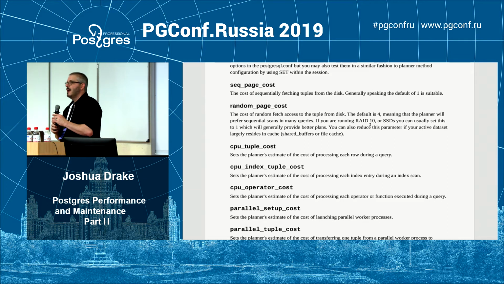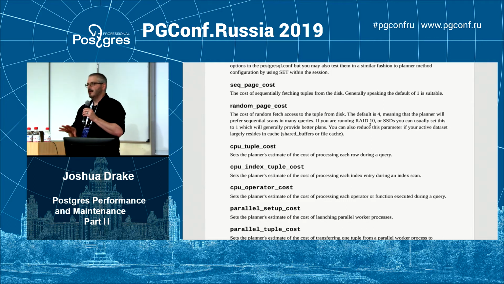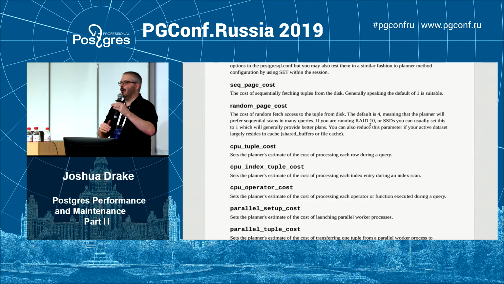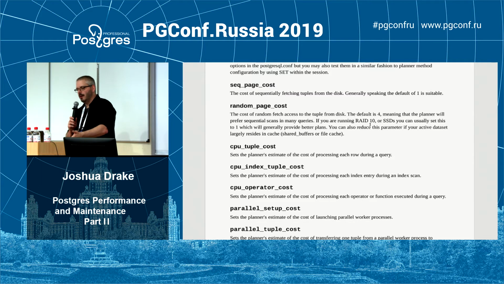It's absolutely true. And the reason this is weird is because these are arbitrary. So if you were to take them all and multiply every single one of them by 4, you're going to get the same thing as what you had before, because they're all interrelated. So seq_page_cost is set to 1.